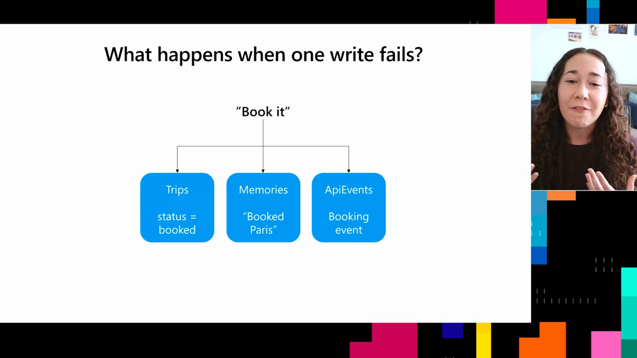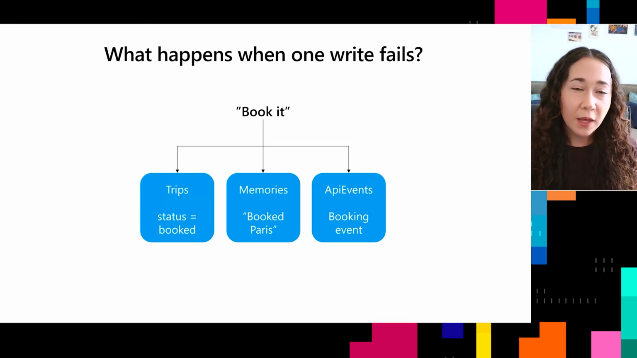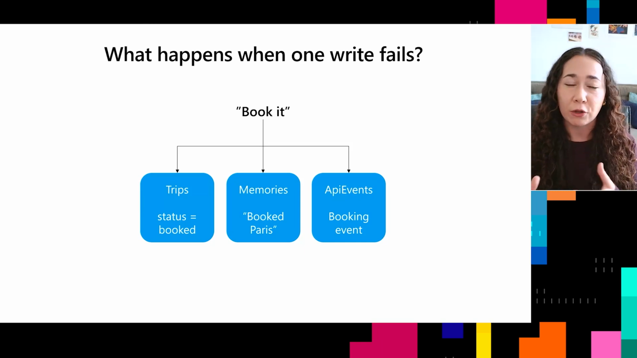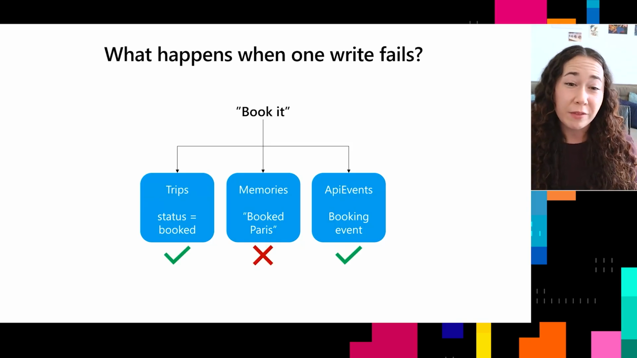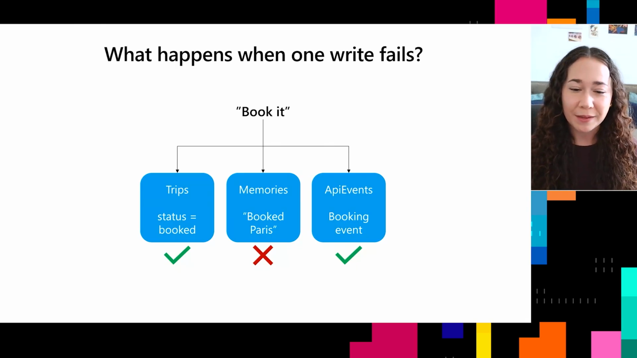And lastly, in the events container, we need to emit that booking event so that our downstream systems and our logging also are coordinated with this write. Now, in our application, we can manage all of these independently, but they are writes to separate containers. So what if one of them fails? This is a really bad user experience. We don't want the agent to forget that a user actually booked a trip.